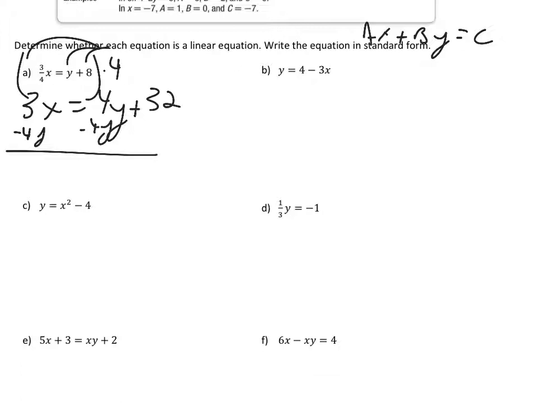So my equation is 3x. Again, alphabetical order, A first. 3x minus 4y equals 32. Now, I have ax minus by equals c. So this is in standard form. Is this a linear equation? Would this make a straight line if I graphed it? Yes, there's a constant rate of change. Yep, of course.